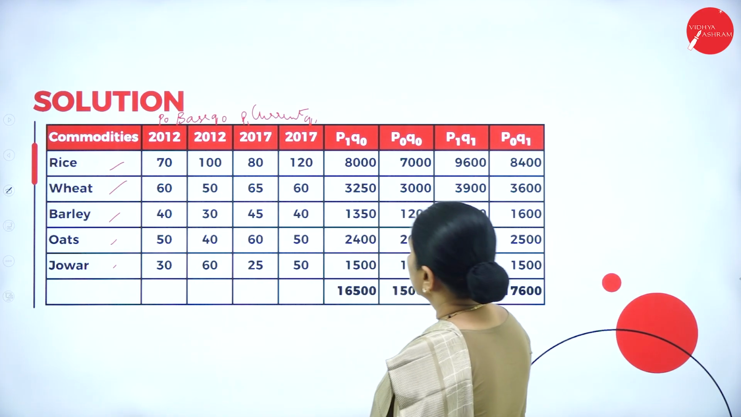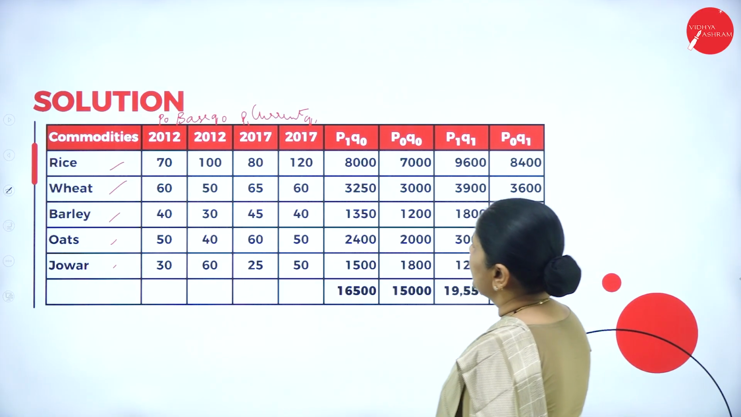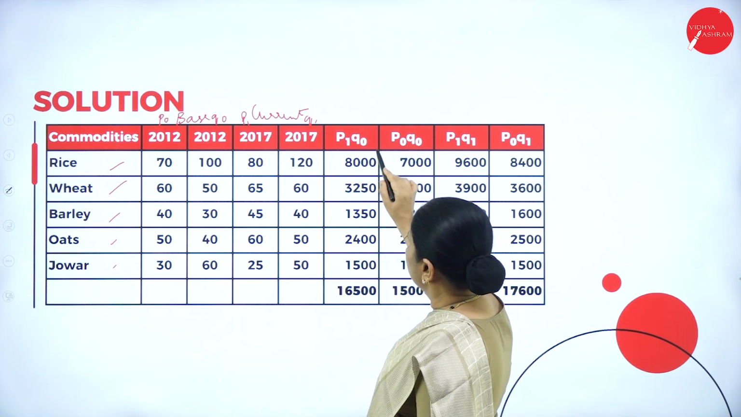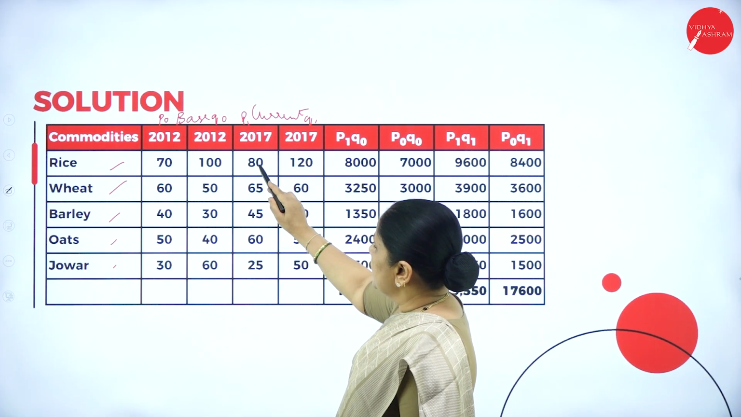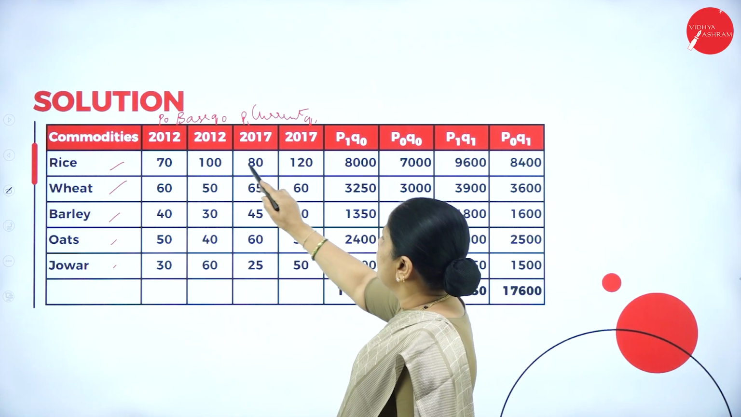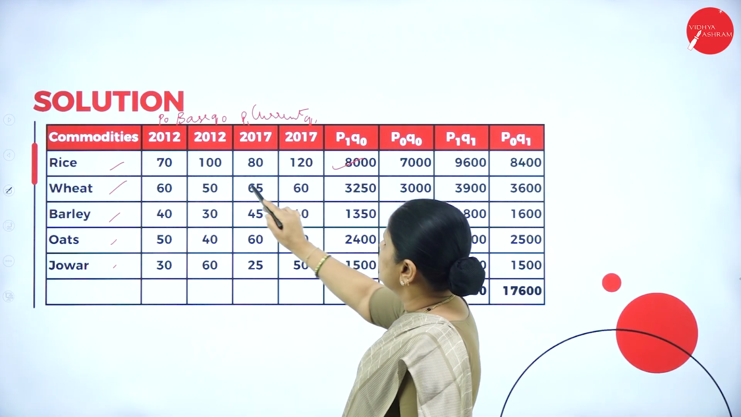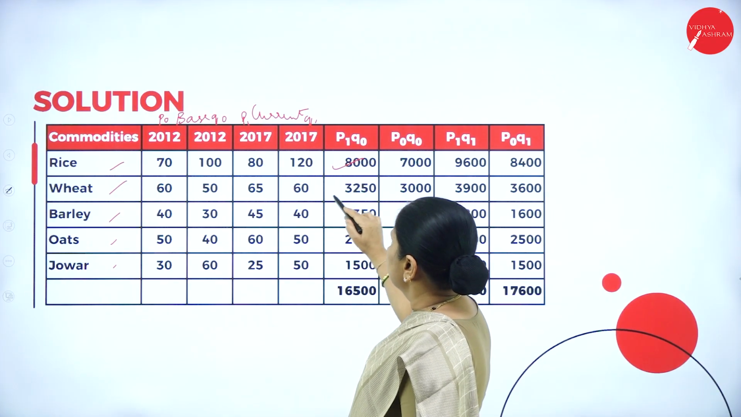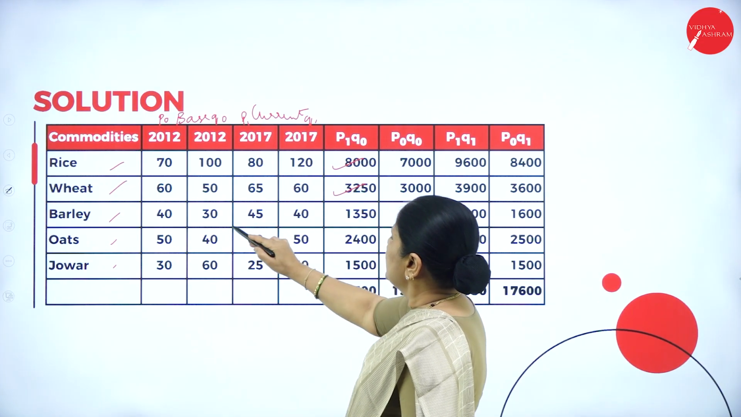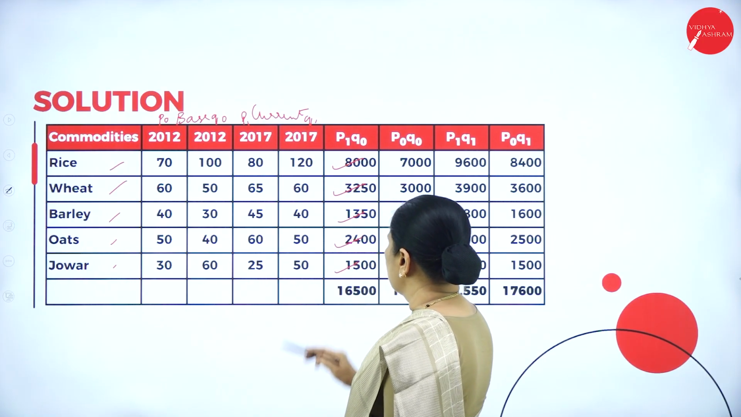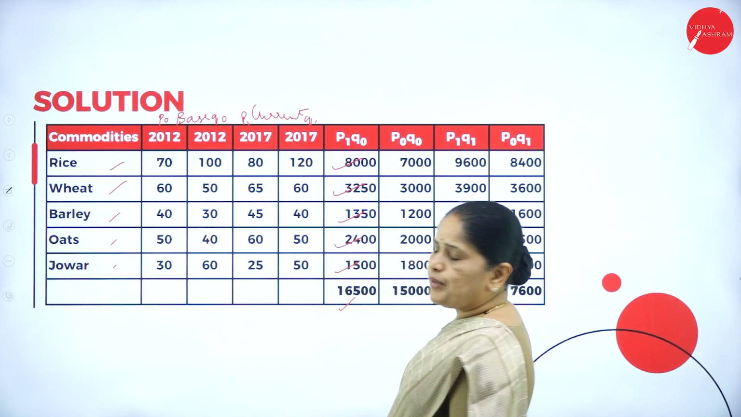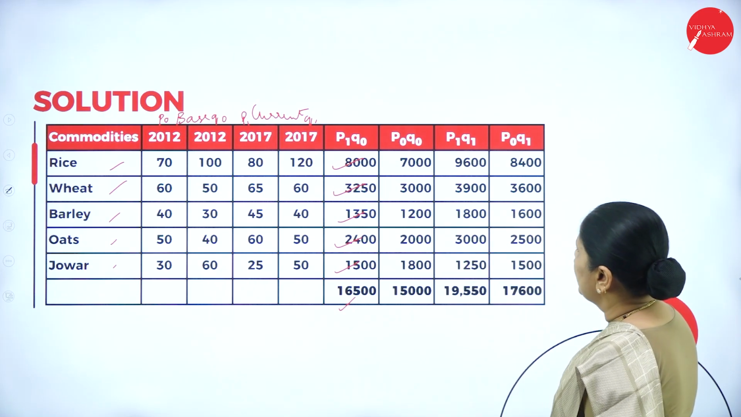So for the base year, it will be P0Q0. So P1Q0. What is P1? P1 is 80. What is Q0? 100. So 80 into 100, 8,000. 50 into 65, 3,250. 30 into 45, 1,350. 2,400, 1,500. So when we add up all this, we are getting 16,500.